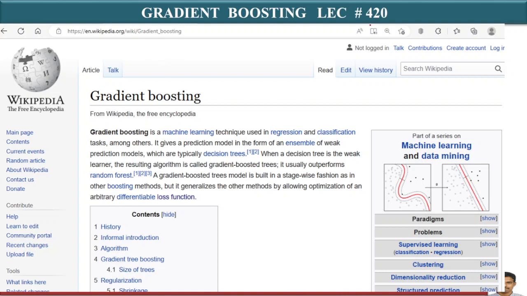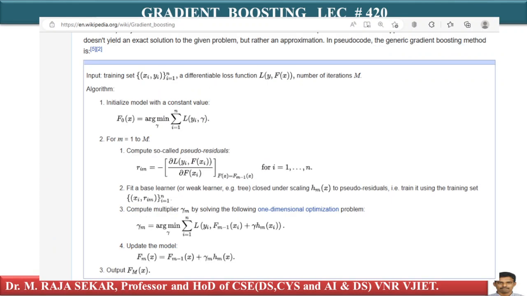This is lecture number 420. In this lecture, we will try to understand gradient boosting. Now, let's look at the exact gradient boosting algorithm. By the way, we are on the gradient boosting Wikipedia page. There is a very nice description of the algorithm like a pseudocode. Very interesting description here. Let me explain this.